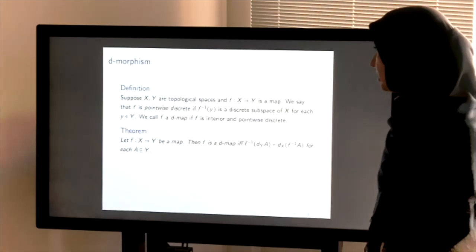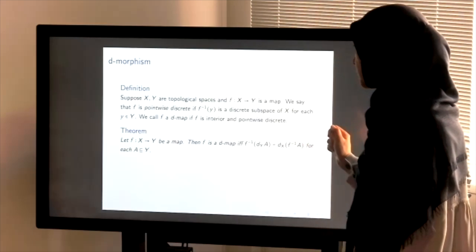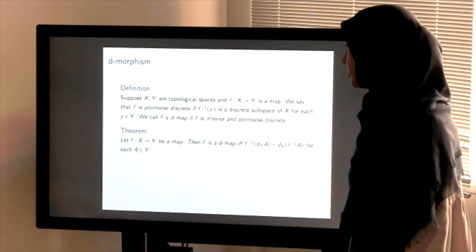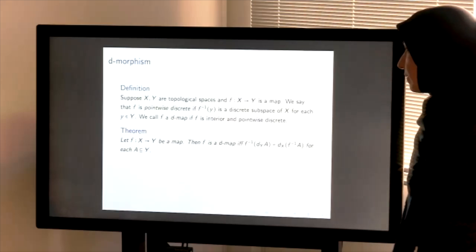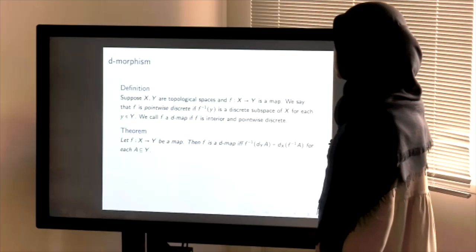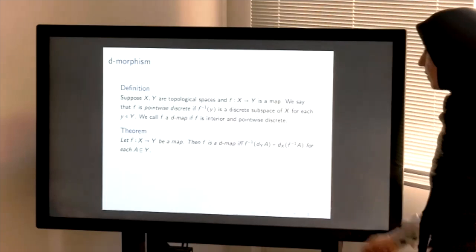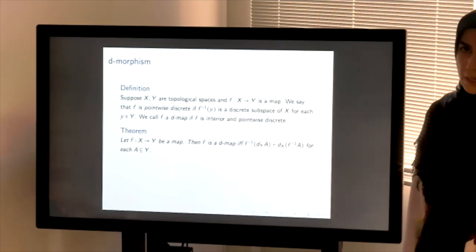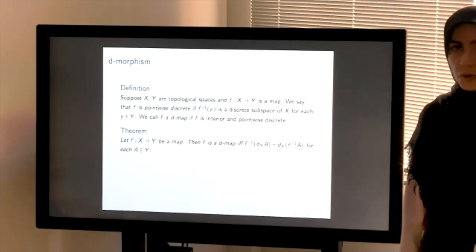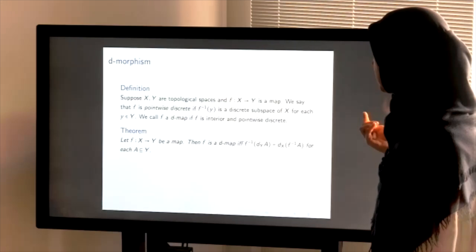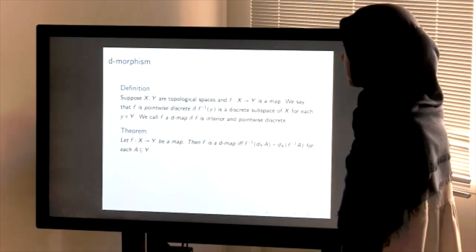Also, we can see that this condition, interior map and pointwise discrete, is equivalent to this condition: f from X to Y is a d-map if and only if for any subset A of Y, f inverse of d_Y of A is equal to d_X of f inverse of A. By d_Y and d_X, I mean the set of limit points with respect to the topology over X, and d_Y is the limit points in Y with respect to the topology over Y. We can see that the condition of being interior and pointwise discrete is equivalent to this condition.